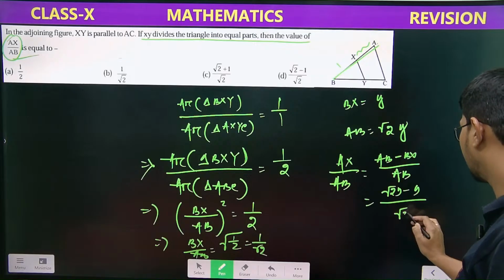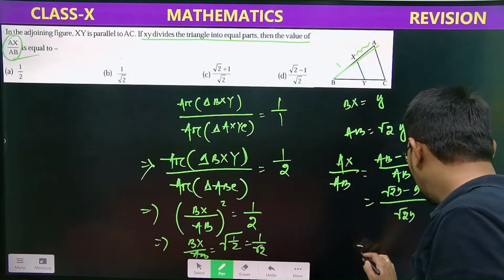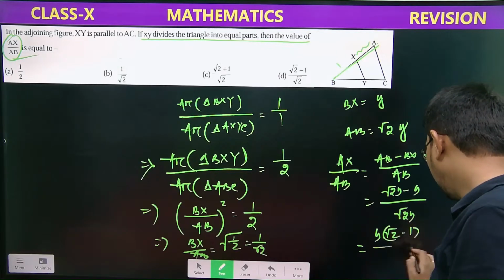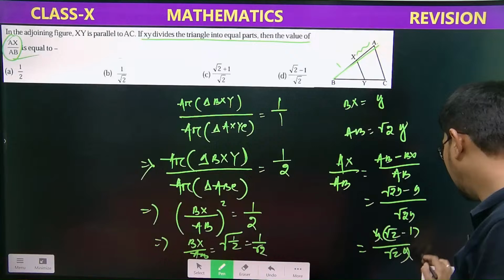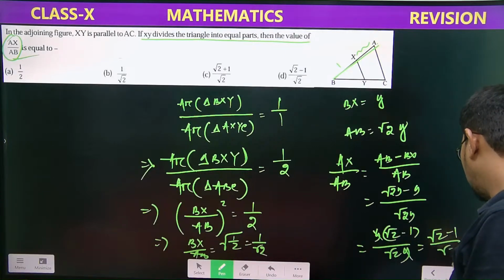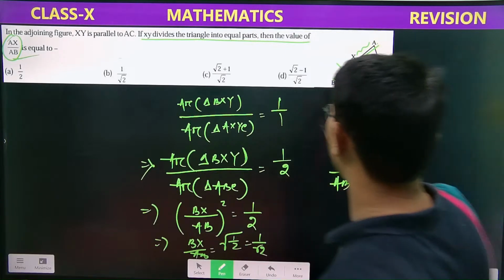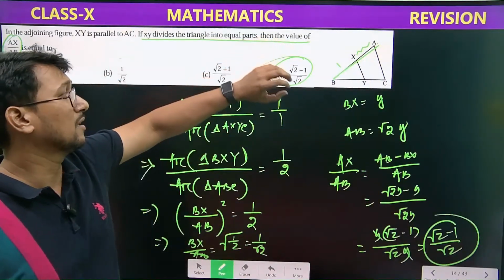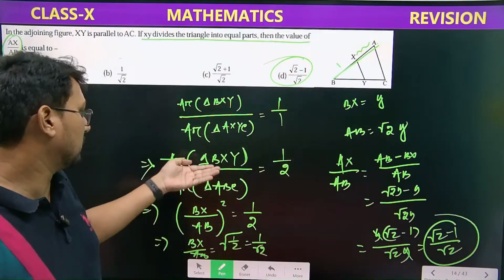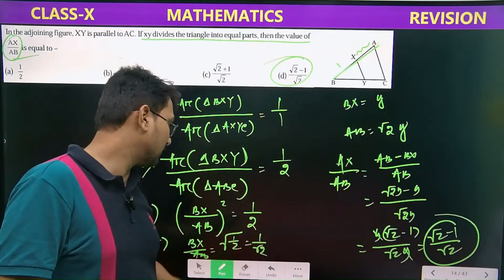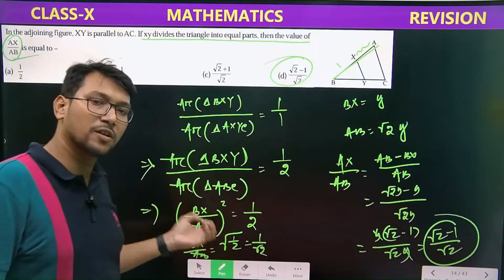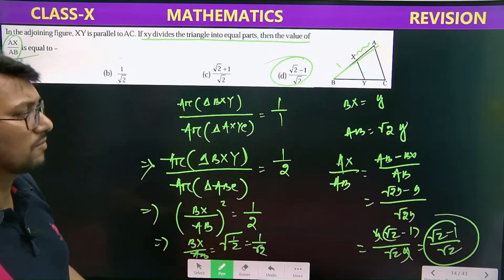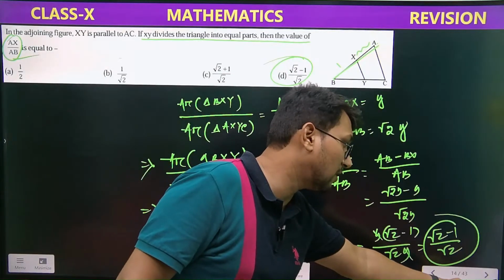AB we have got as root 2 y. So now I have to take y common: root 2 minus 1 by root 2 y. So y cancels, and root 2 minus 1 by root 2 is the answer. Option D is correct. Actually, this is a previous year question and it is out of syllabus, because you don't have this theorem: the ratio of areas of similar triangles is the square of the ratio of their sides. It is not in your syllabus now, so you can solve it, but it is not coming in your exam.